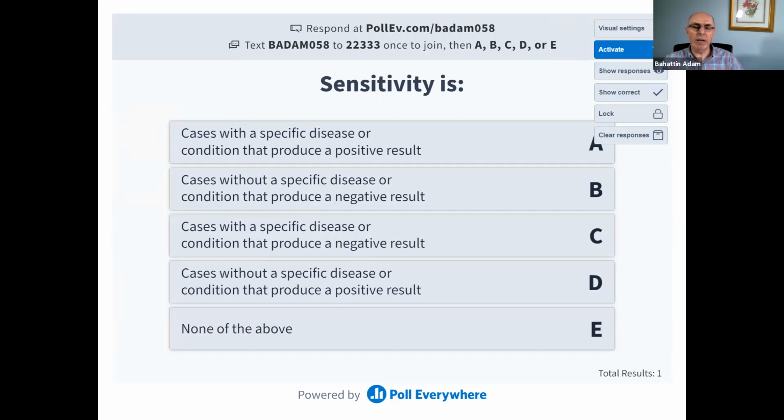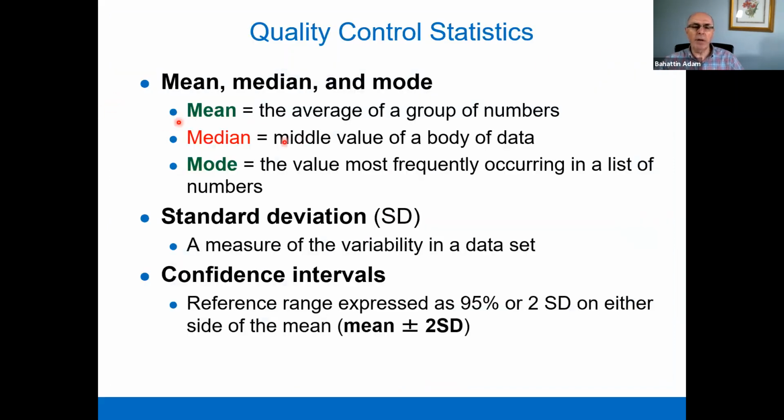Okay, next one. Quality control statistics. Since we are talking about quality, we need to collect data about the quality results, and in order to get a result from this data, you have to use some statistical analysis.